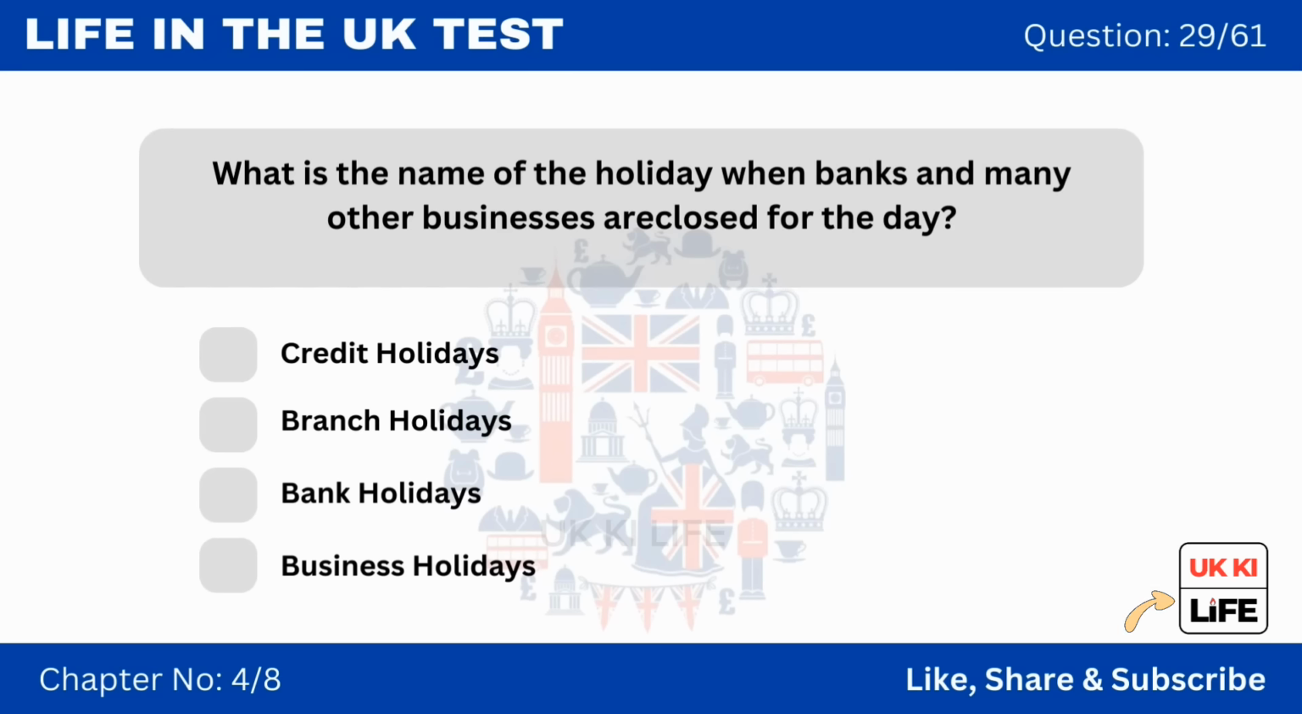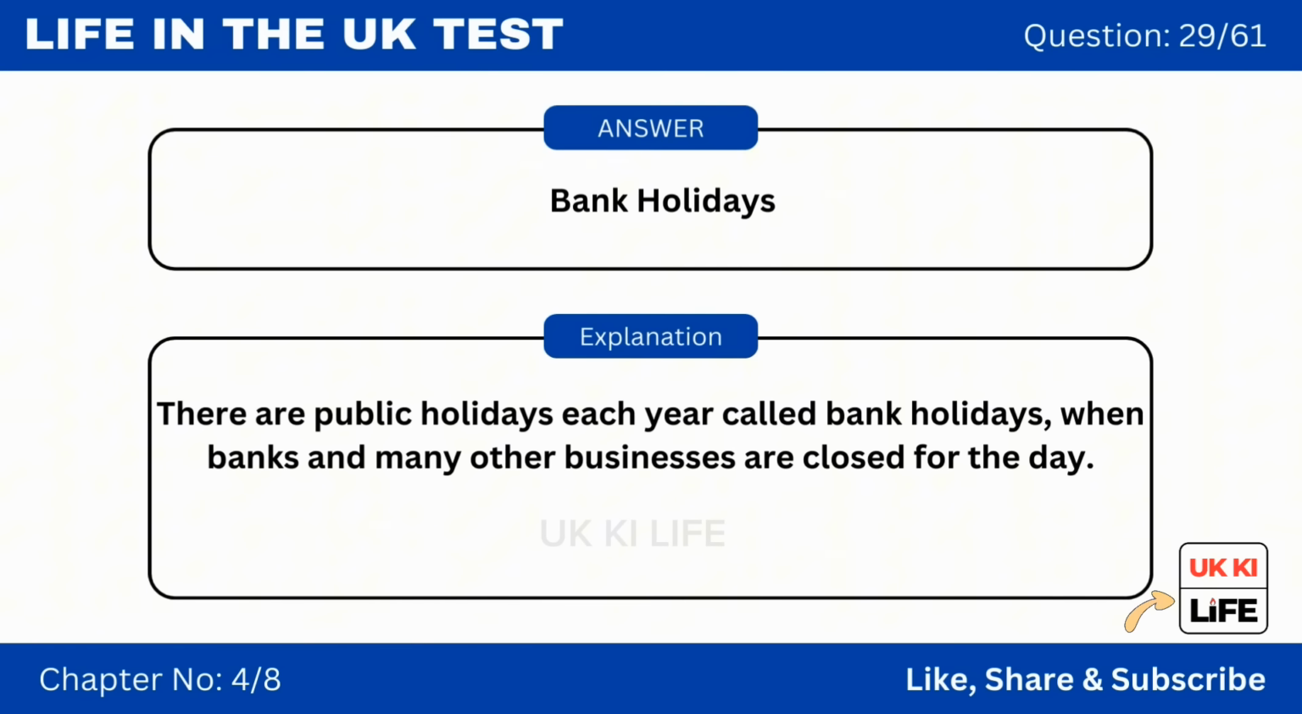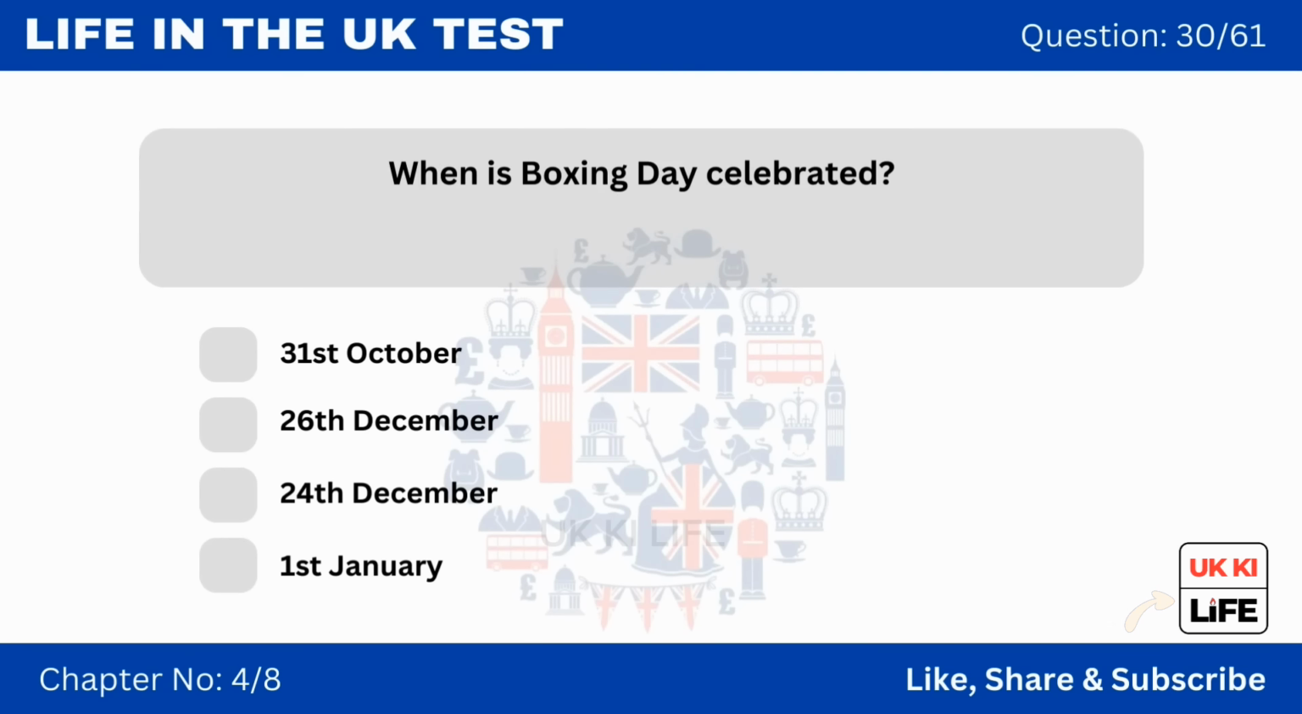The correct option is C. Explanation. There are public holidays each year called bank holidays, when banks and many other businesses are closed for the day. Question 30. When is Boxing Day celebrated? The 31st of October, the 26th of December, the 24th of December, 1st January.